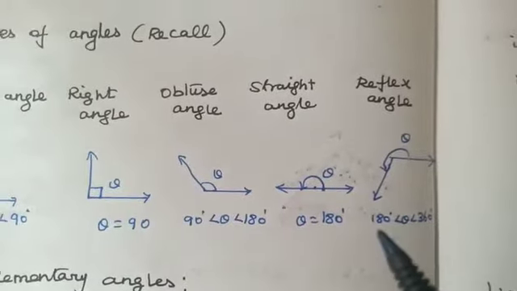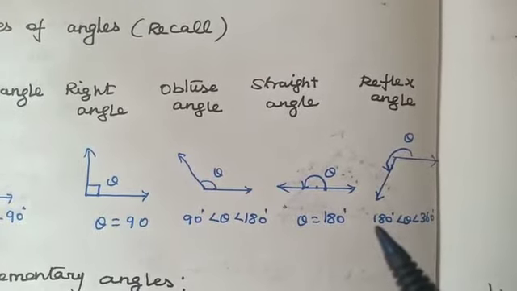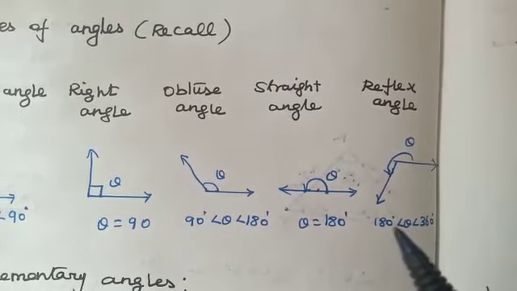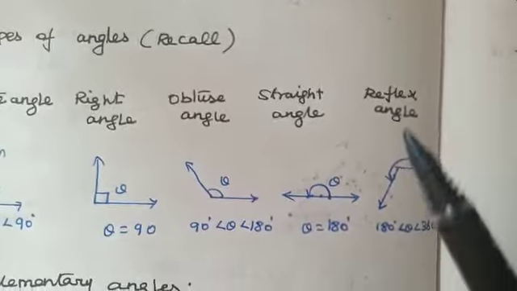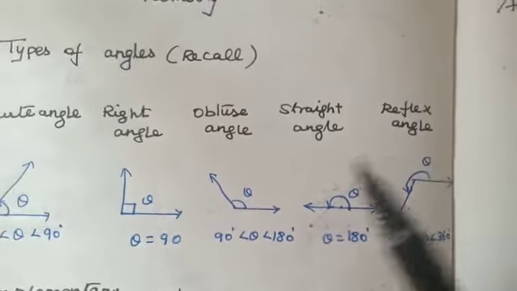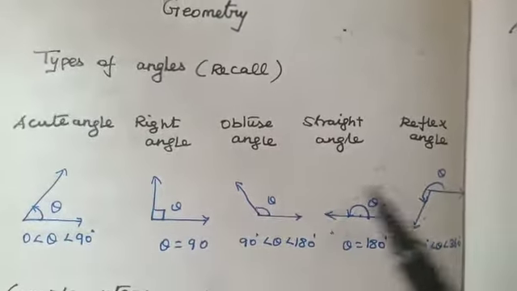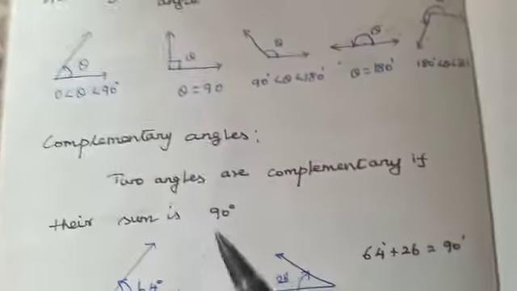Next, reflex angle. If theta lies between 180 to 360, that is 180 less than theta less than 360, then that angle is a reflex angle. These are the angles we studied in previous classes. Now let us see some more angles.